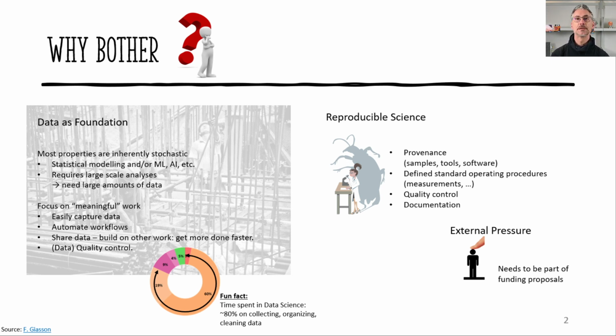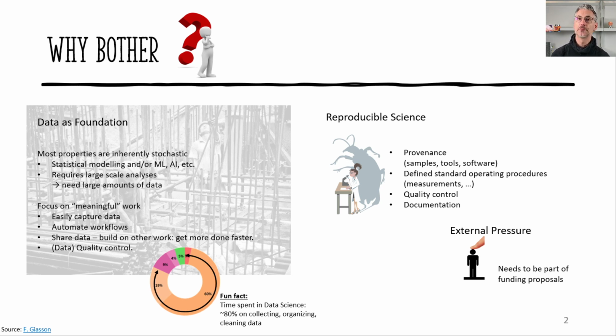First of all, we can see data becomes the new oil, as they say, or we can see it as a foundation. If we look at many properties, we find that they are inherently stochastic. That means we need to model them, for example, via statistical modeling, or we use machine learning or artificial intelligence. This requires that we have large data accessible. Otherwise, we can't train, for example, a machine learning model.